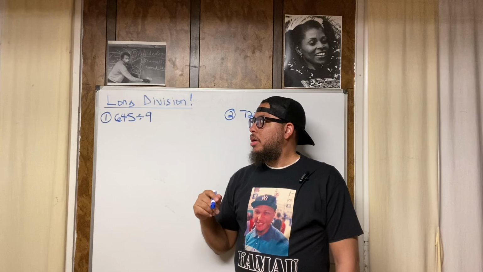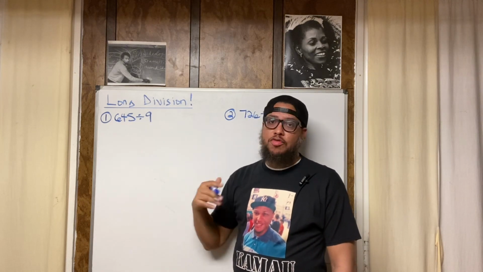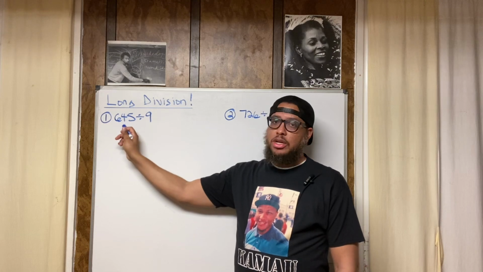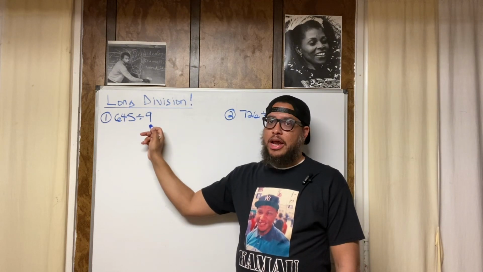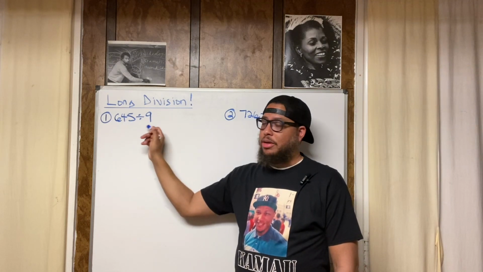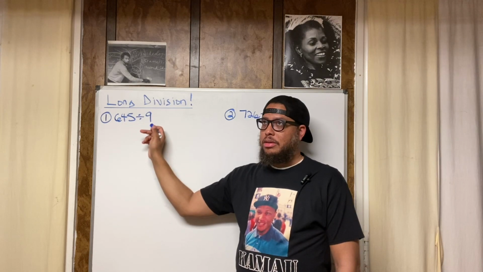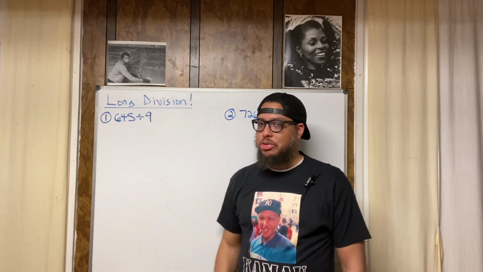Also, if this was written like a fraction, because a fraction is just another way to express division, this first number will be your numerator. The second number will be your denominator. Numerator, denominator. Dividend, divisor. Numerator, denominator. I almost got confused real quick.